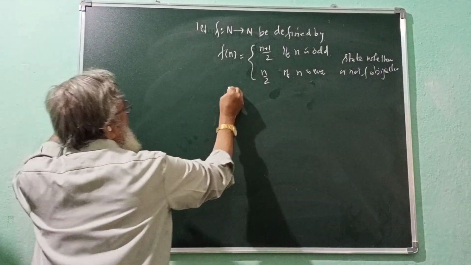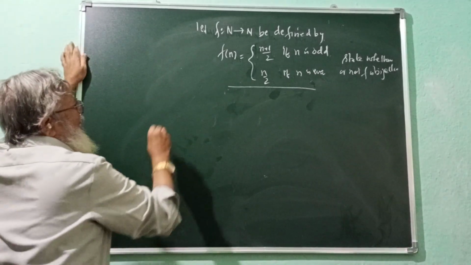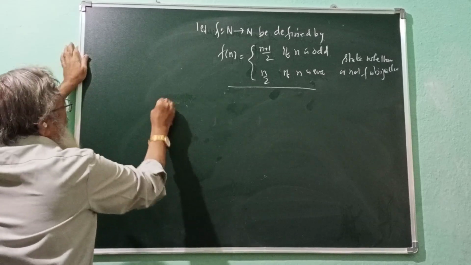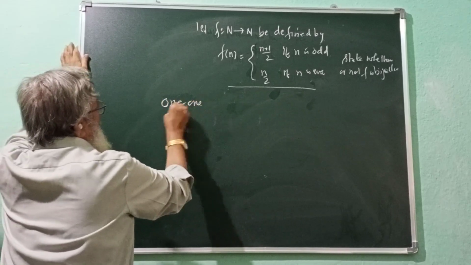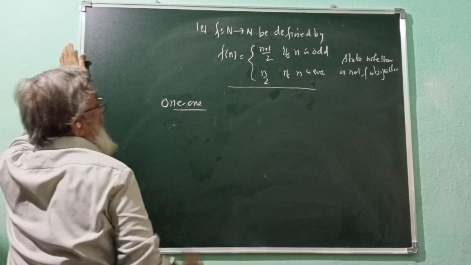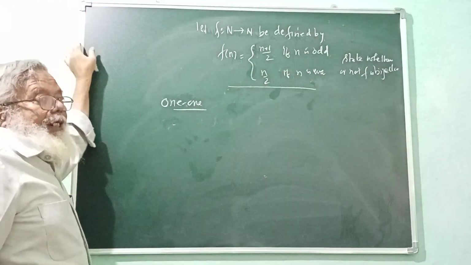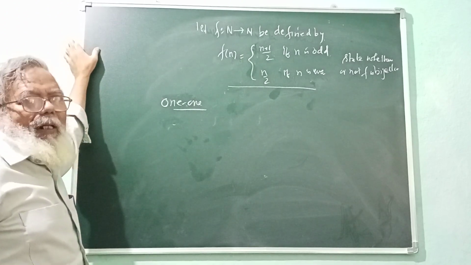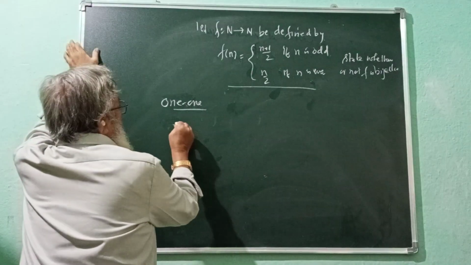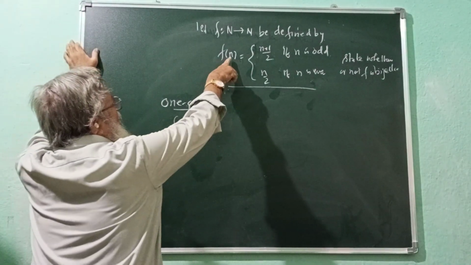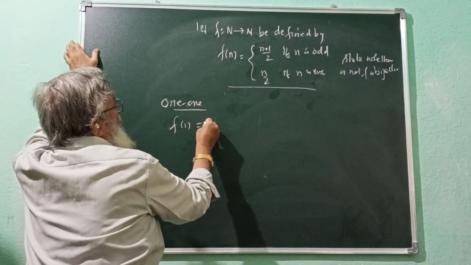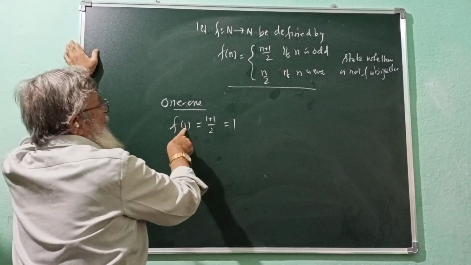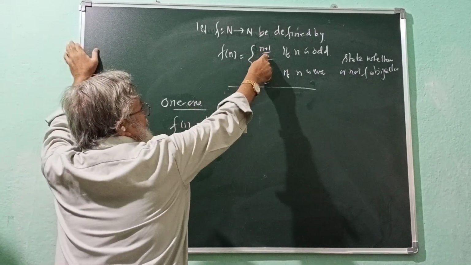Now here, let us check for one-one and onto. For this one-one problem, we check for a counterexample. Let us see the value of f of 1. f of 1 is equal to (1 plus 1) by 2, which is 2 by 2, that is 1, because 1 is an odd number, so we apply this condition.